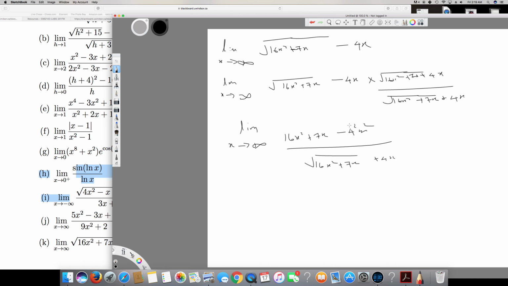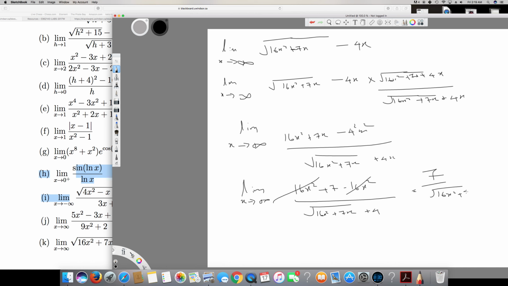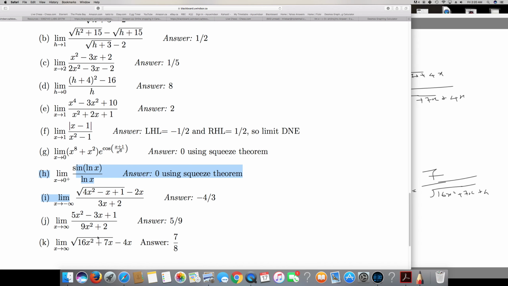So let's see now. Now what I got is 16x squared plus 7x minus 16x squared, right, over the square root of 16x squared plus 7x plus 4x. So 16x squared cancels and the remaining thing is 7x over the square root of 16x squared plus 7x plus 4x. So let's see what I can do now.